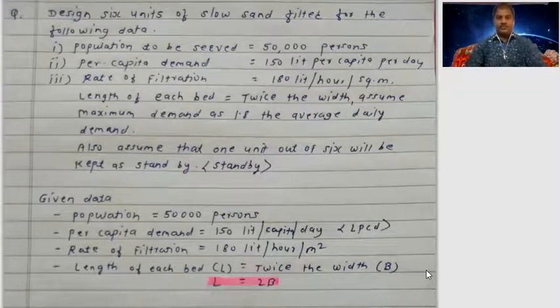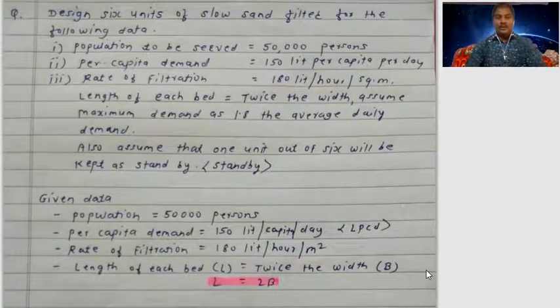Problem number one: design 6 units of slow sand filters for the following data. Population to be served is equal to 50,000 persons, per capita demand is equal to 150 liters per capita per day. Rate of filtration is also given. It is equal to 180 liters per hour per square meter.